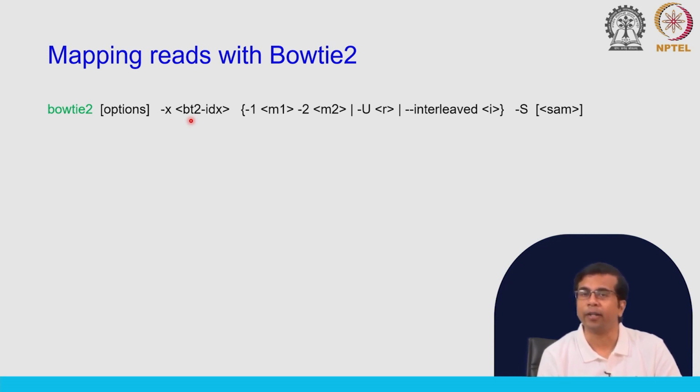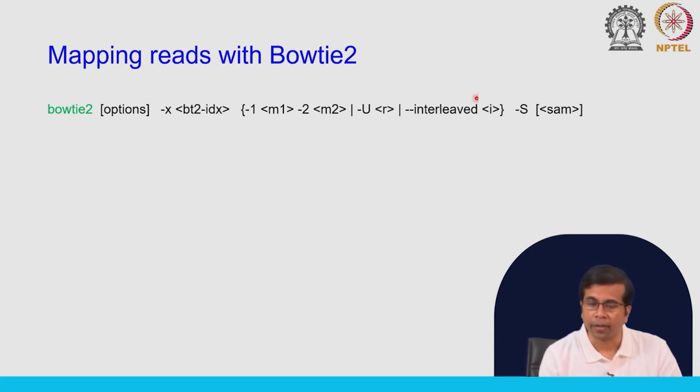You remember we gave the index file name when we were building the genome index. We mentioned yeast underscore WG. Here you would have to mention minus x yeast underscore WG, that base file name. We do not have to mention yeast underscore WG dot 1 dot bt2 and so on. We simply give yeast underscore WG, and it will automatically take all the index files. The command knows these are the BT2 files, it will search for them and take them up for processing.